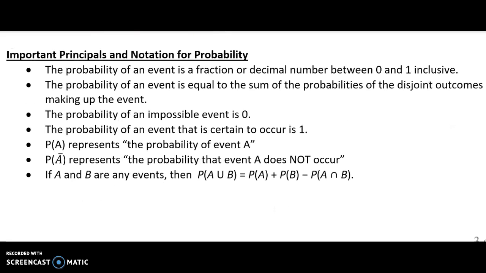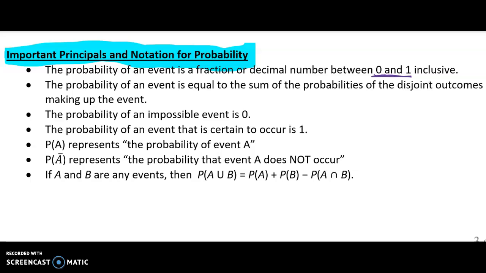This next section of your notes, you'll want to put a box around or star because it is an important reference for you: the important principles of notation for probability. This is a good summary of the things we're going to learn about probability. The probability of an event is a fraction or decimal number between 0 and 1 inclusive. That means it can be any number from 0 to 1, including 0 or 1.